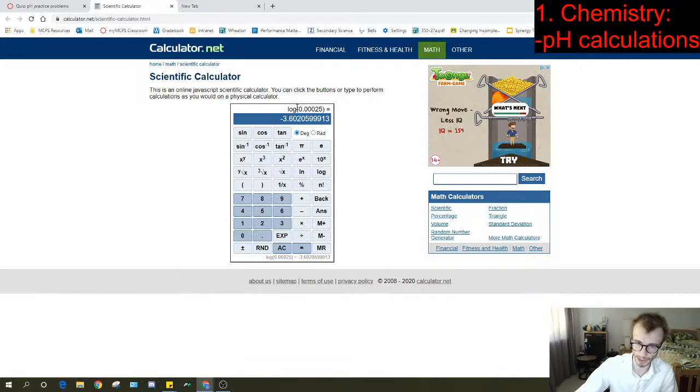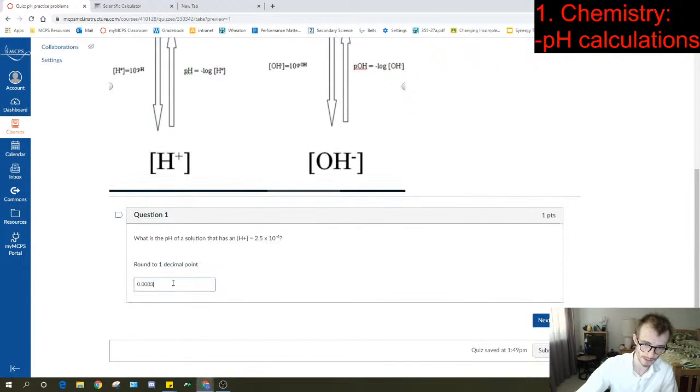And so this was the example I gave. If I take the log of 0.00025, it gives me negative 3.6. So that's it. Negative 3.6. Almost. Now, here's the thing. If I use a really, really small number, the log function is going to give me a negative answer. That's okay. There's nothing wrong with negative numbers.